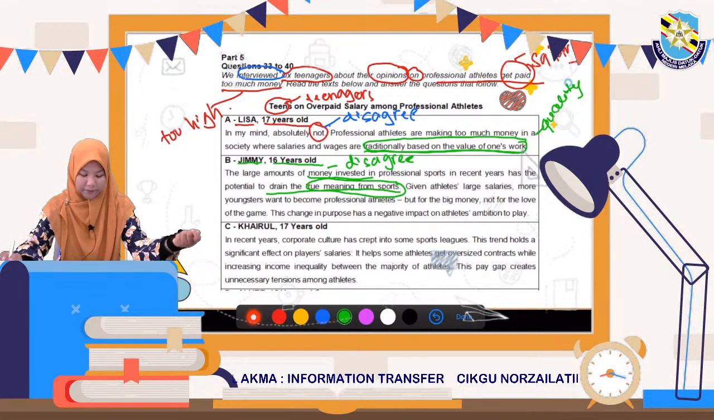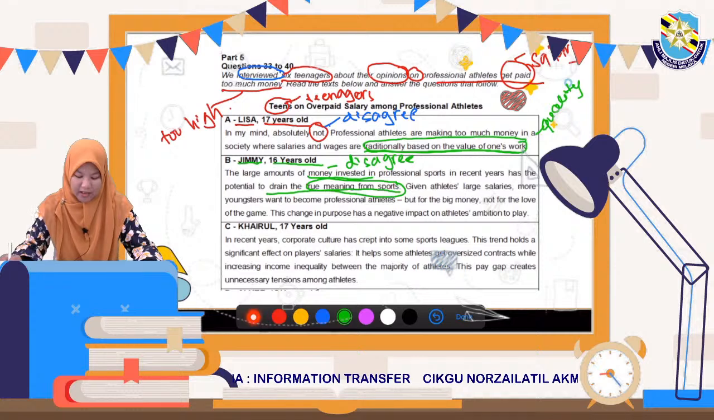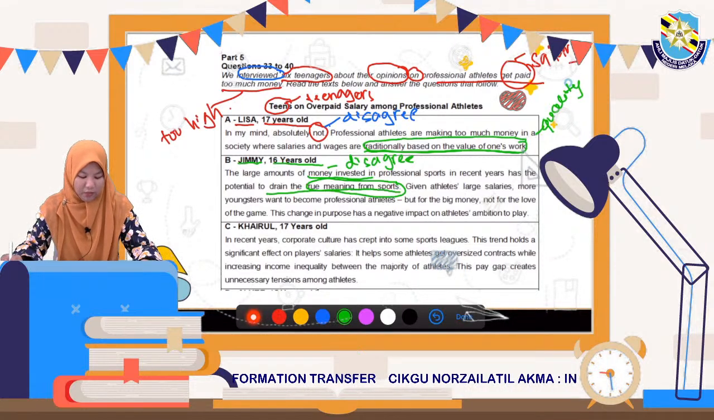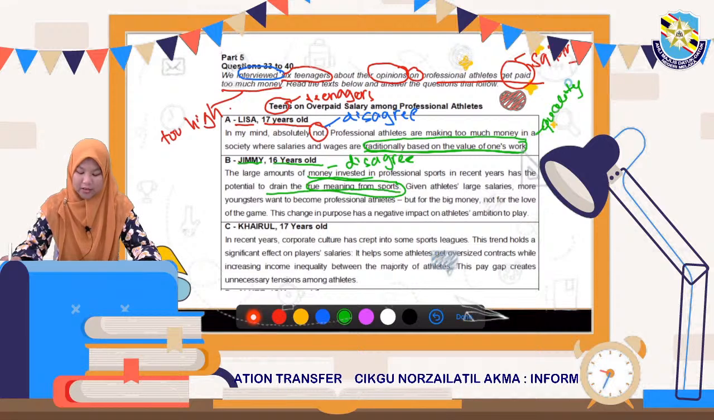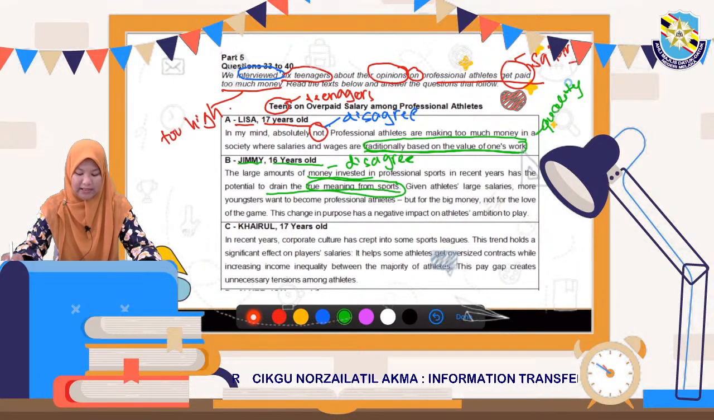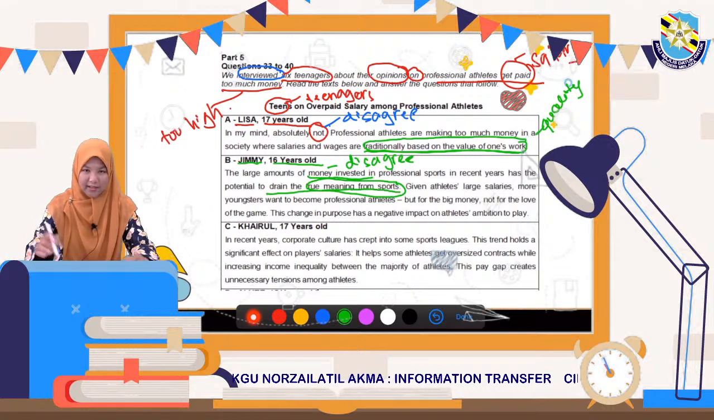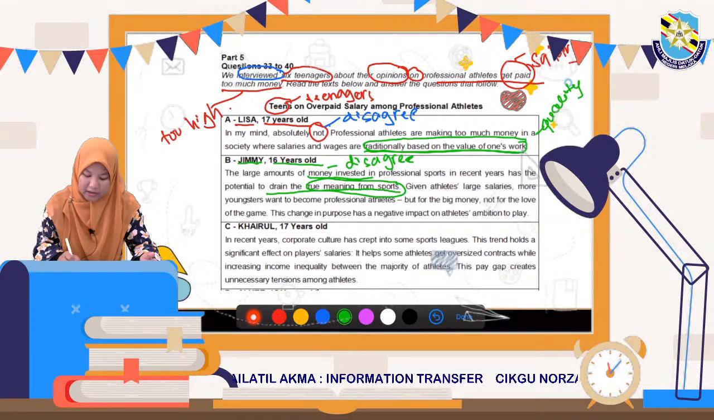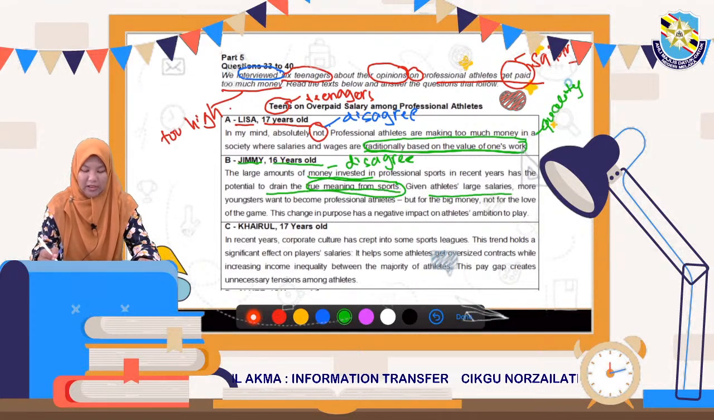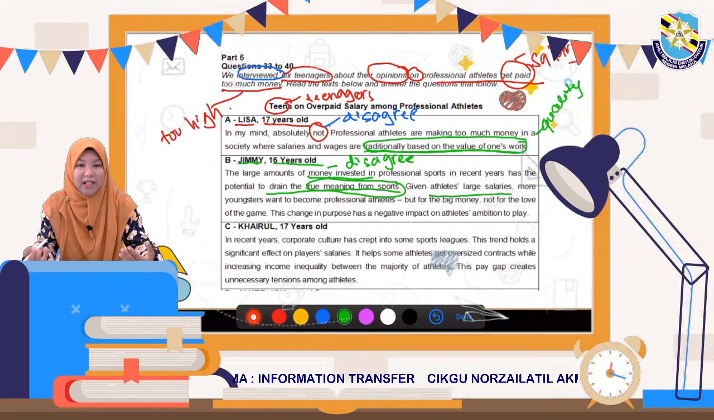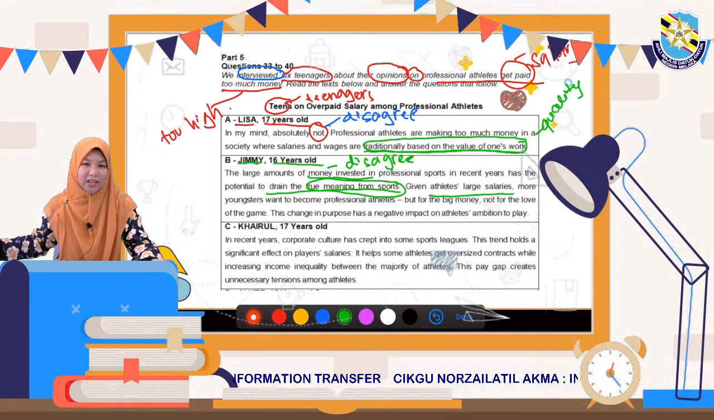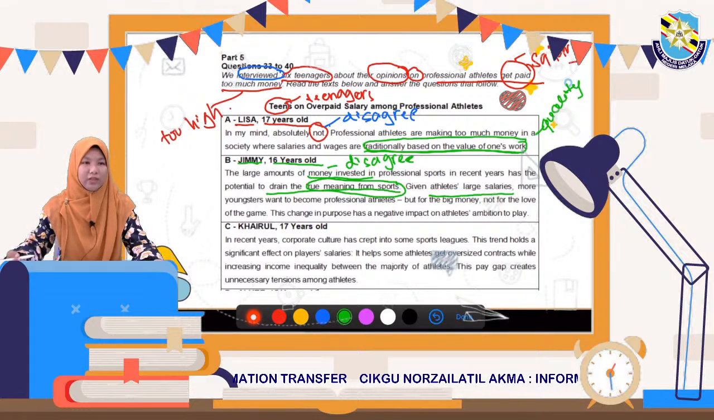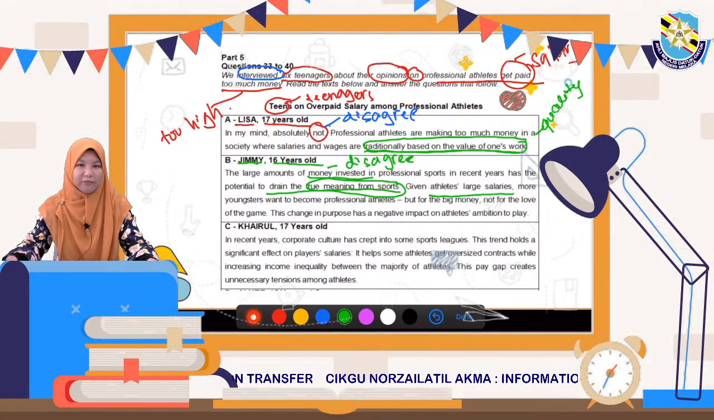Given athletes' large salaries, more youngsters want to become professional athletes, but for the big money, not for the love of the game. This change in purpose has a negative impact on athletes' ambition to play. Just like I said, Jimmy also thinks that when athletes receive large salaries, the youngsters will have some kind of ambition. I want to be a footballer because footballers are paid very well.